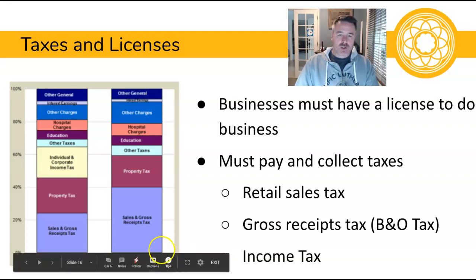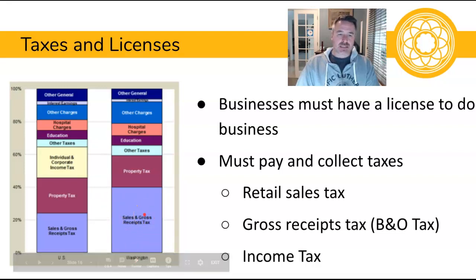So if you look over here on the left, you can see where our tax revenue comes from. In Washington, we are much more reliant on the sales tax and the gross receipts tax because we don't have an income tax. And so you see this big yellow box here, we don't have that in Washington. And that's why the purple box is bigger. We also have a property tax. So if you own real estate and also personal property, there's a tax on that for businesses. Individuals don't have to pay personal property tax, but businesses do.